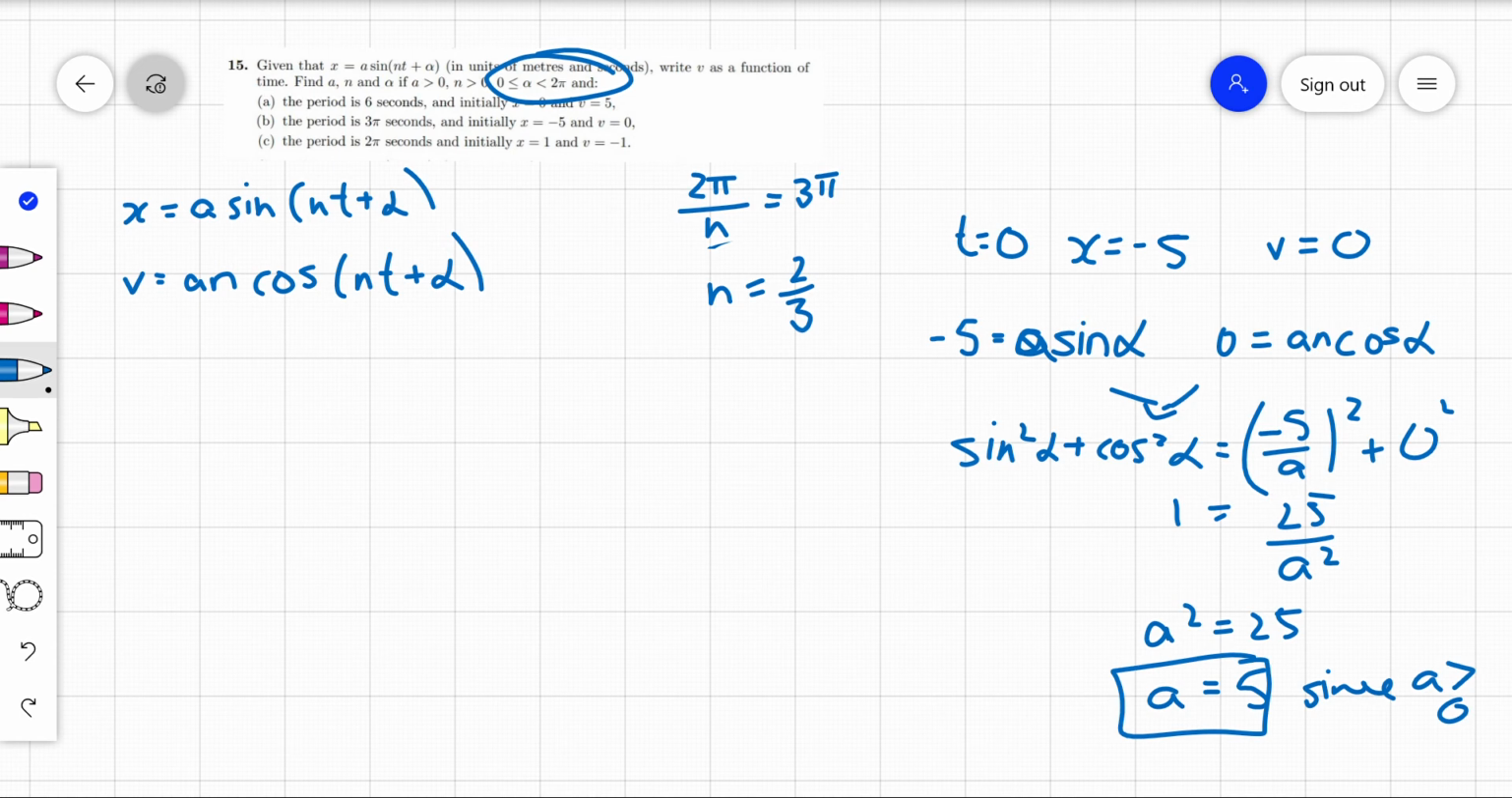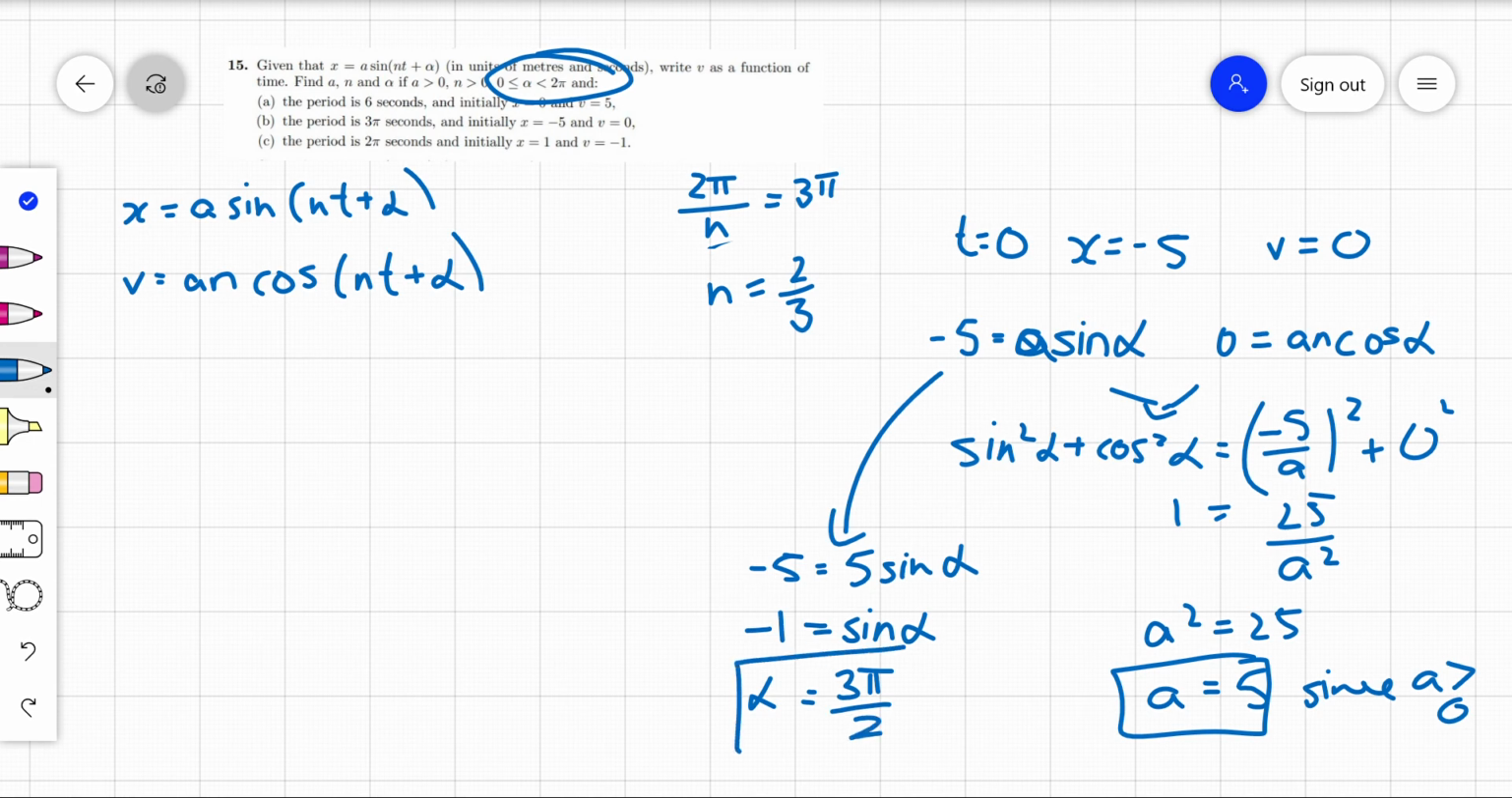All right, so let's use that in this equation and get alpha. So we're going to have minus 5 equals a, which is 5, sine alpha. So divide by 5, we've got negative 1. So -1 is sine alpha. We know that sine is -1 at 3 pi on 2, which is 1.5 pi. So actually in the third quadrant, so 3 pi on 2.